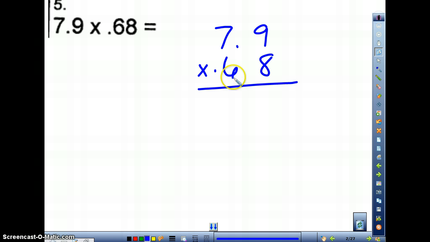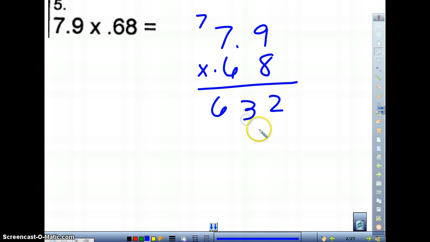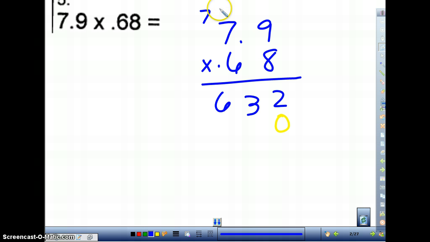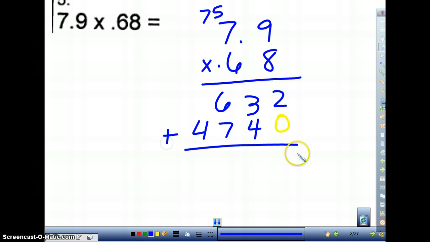9 times 8 is 72. 7 times 8 is 56, and 56 plus 7 more gives you 63. All right, now we're going to drop in a 0 right here. You guys like to write the 0. I don't usually do that. 6 times 9 is 54. Whoops, I didn't mean to do that. 54. 7 times 6 is 42, and 42 plus 5 more is 47. Add those together, you get 2, 7, that's going to be 13 and 5.